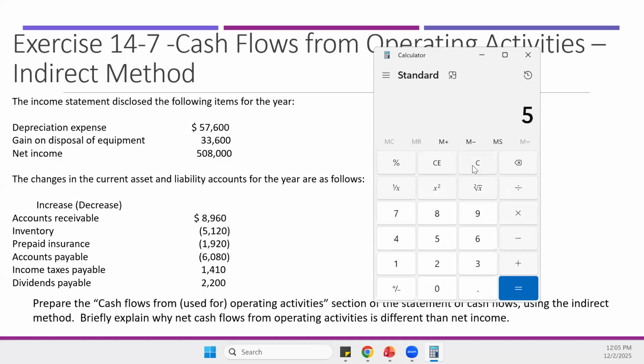So if we were going to calculate what operating cash flow is, we'd take 508,000, add 57,600, subtract 33,600 because that gain is not an operating cash flow gain. It's an investing cash flow.